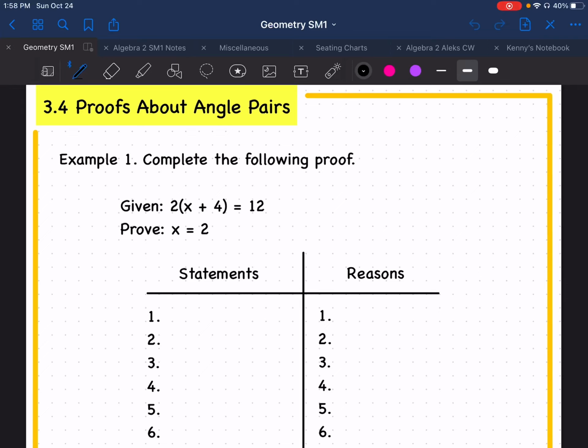Today's lesson is 3.3, proofs about angle pairs. Let me go ahead and fix that. It should be 3.3. All right. In this lesson, we are going to go ahead and prove that two lines are in fact parallel or that two angles are in fact congruent.